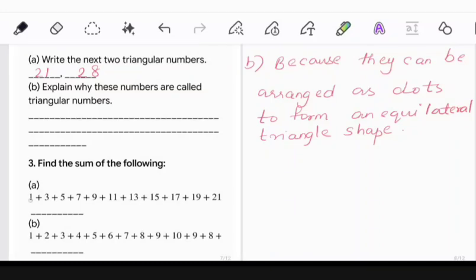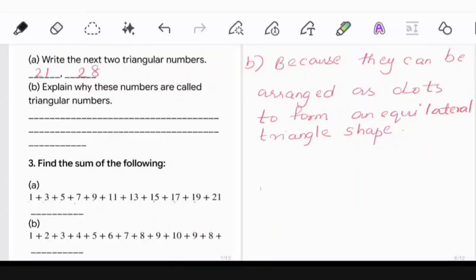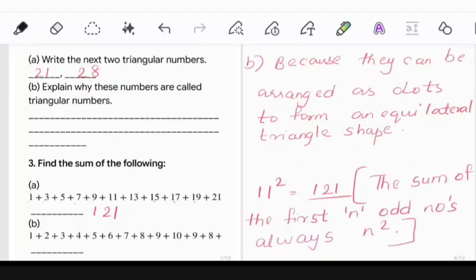So first we have to count the numbers. How many numbers are there? 1, 2, 3, 4, 5, 6, 7, 8, 9, 10, 11. So 11 numbers are there. The sum of the first n odd numbers is always n square. So 11 square is 121. 11 into 11 is 121. So its sum is 121. Okay. So remember this rule: the sum of the first n odd numbers is always n square.